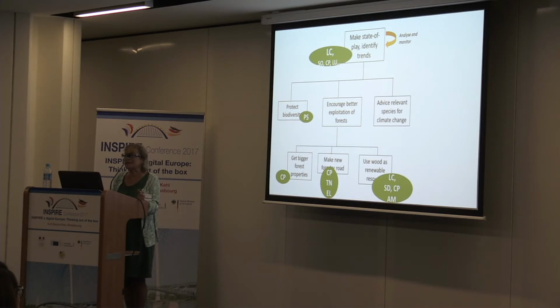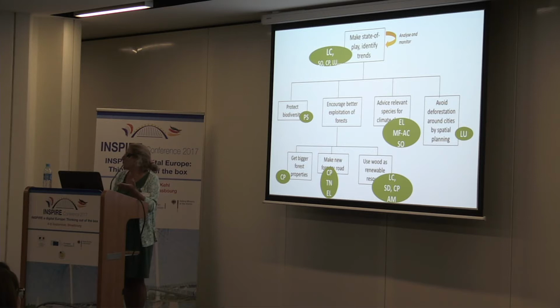Advise relevant species for climate change, and this may be done, for instance, using software and modeling. And once again, you need meteorological features to know how much rain is available, soil, elevation, and so on. So really, it's consuming lots of geographic information. Avoid deforestation around cities by spatial planning, and once again, it's land use. So I think I am preaching to convince people of the wide interest of geographic information for sustainable development.